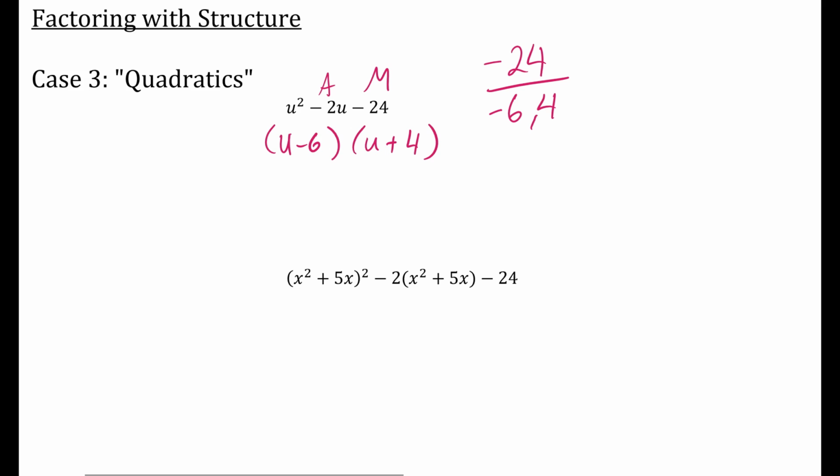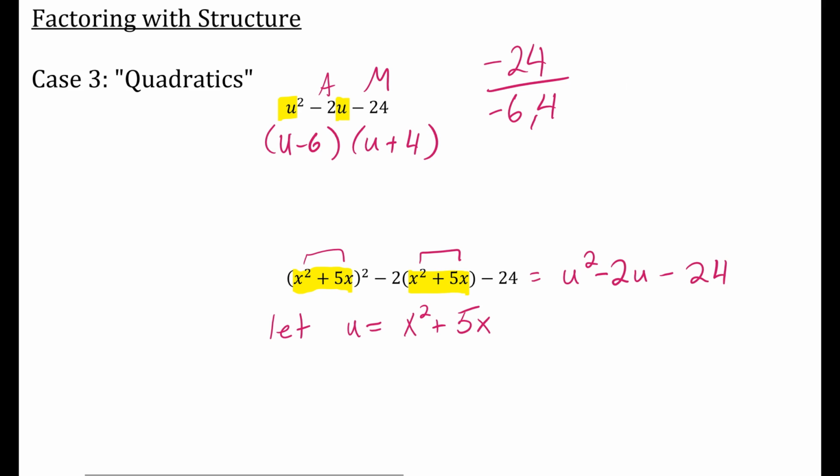So if you're looking here, it looks to me like this actually does follow the same structure as that quadratic we have up there. So I'm going to help myself out a little bit, and I'm going to substitute in something for those two expressions. So let's say let u equal x squared plus 5x. That way I'm able to rewrite this expression as u squared minus 2 times u minus 24.